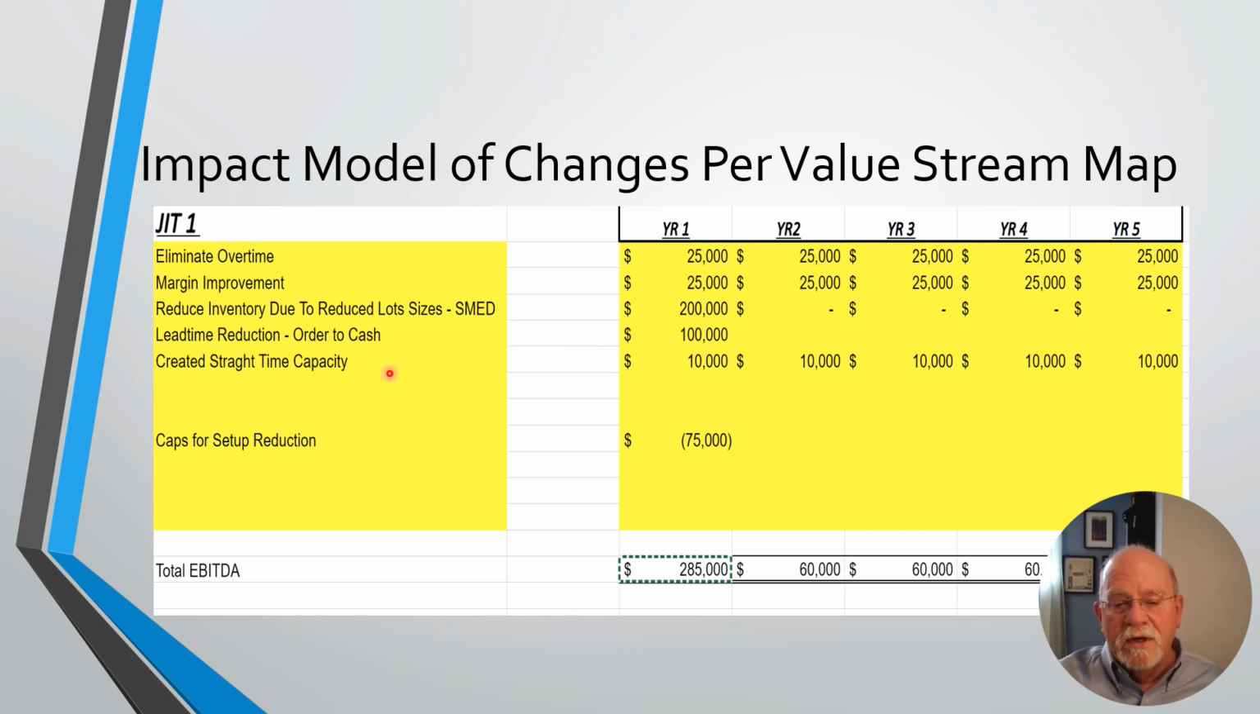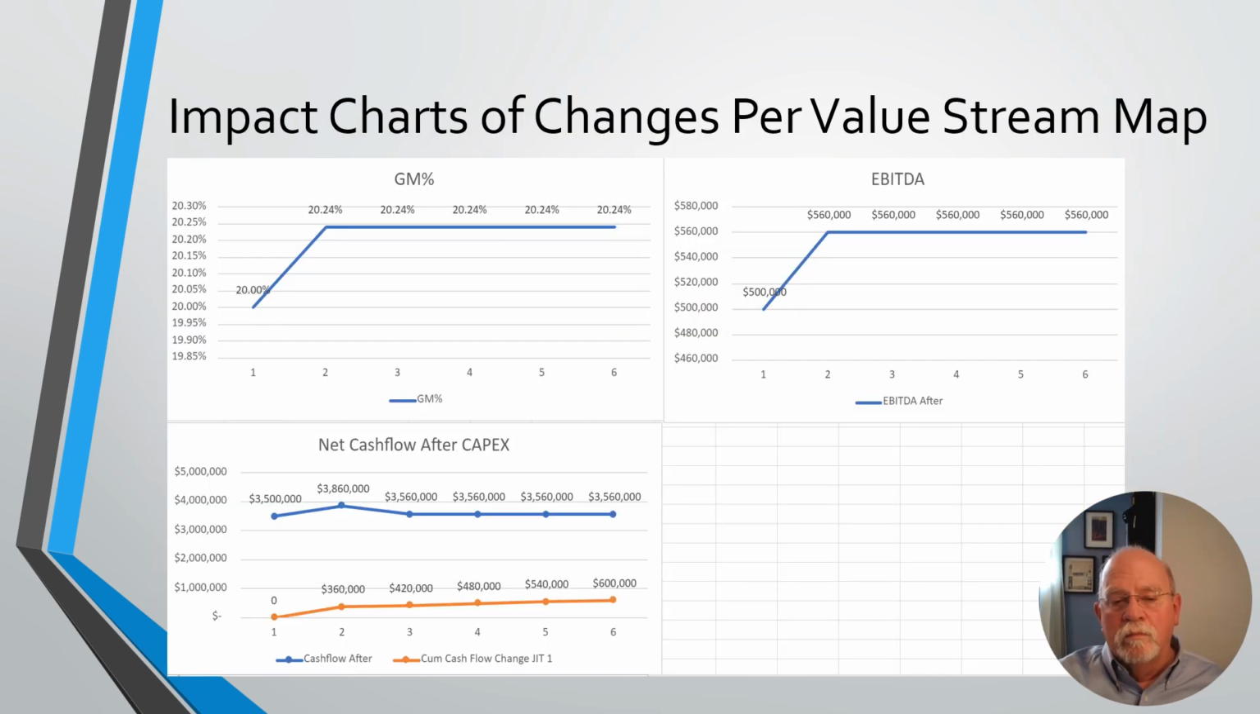And then we created straight time capacity, which allowed us to bring new orders in from different customers and load them on the existing equipment using straight time capacity. We also take into consideration what the CapEx is, what's the capital required to implement, in this case, setup reduction, and we capture this information over 5 years, and then we load it into a model. The model is used to generate the impact to the income statement, the balance sheet, and then also generate charts.